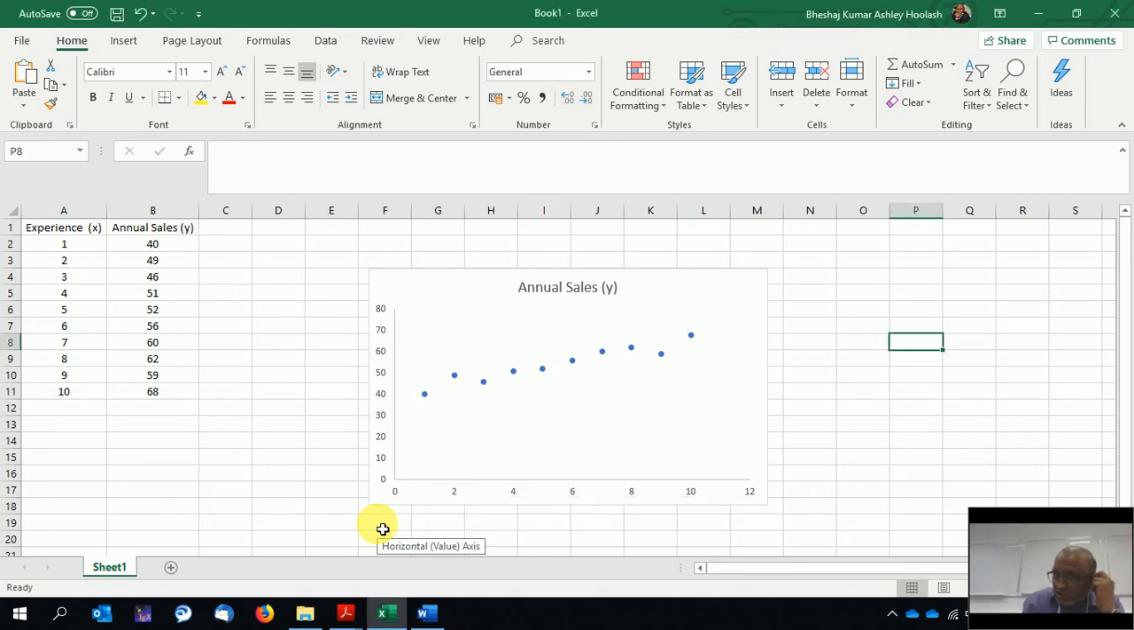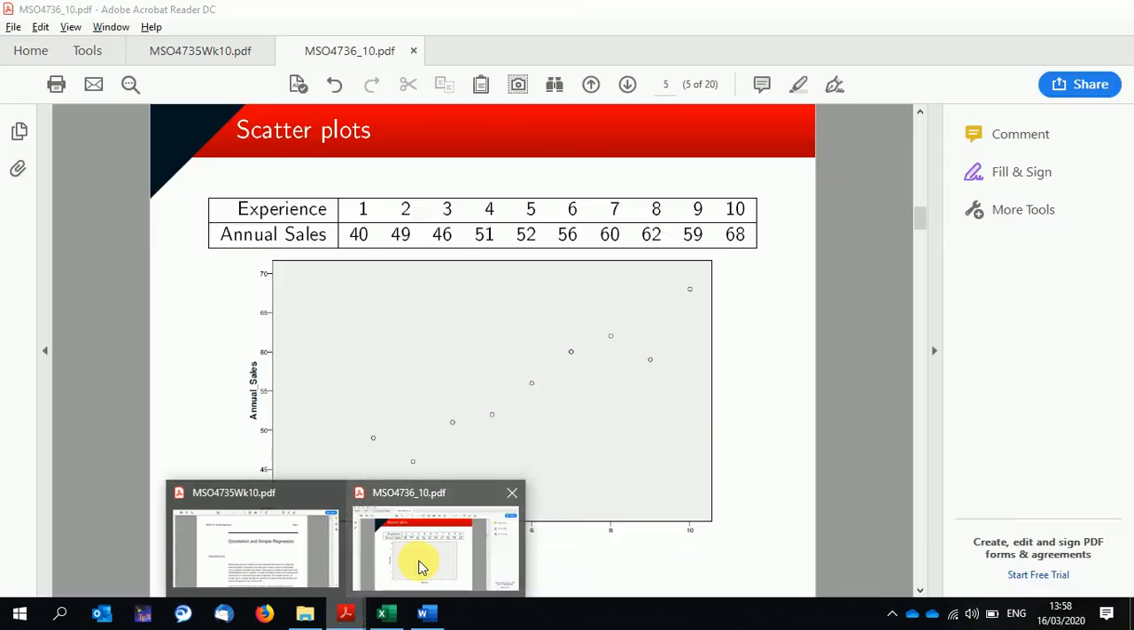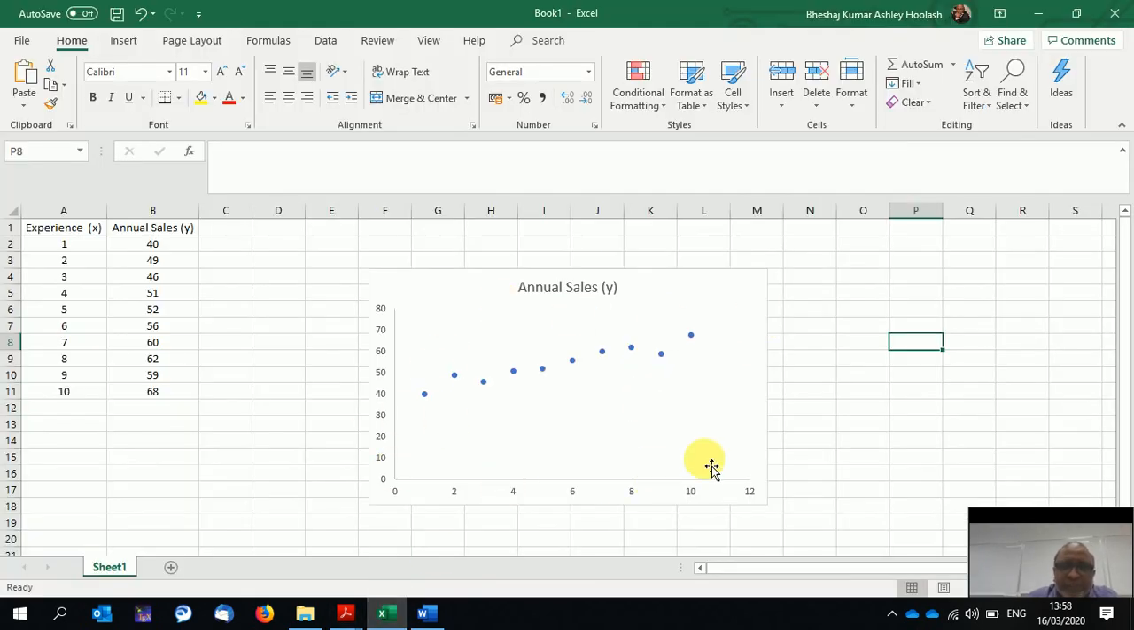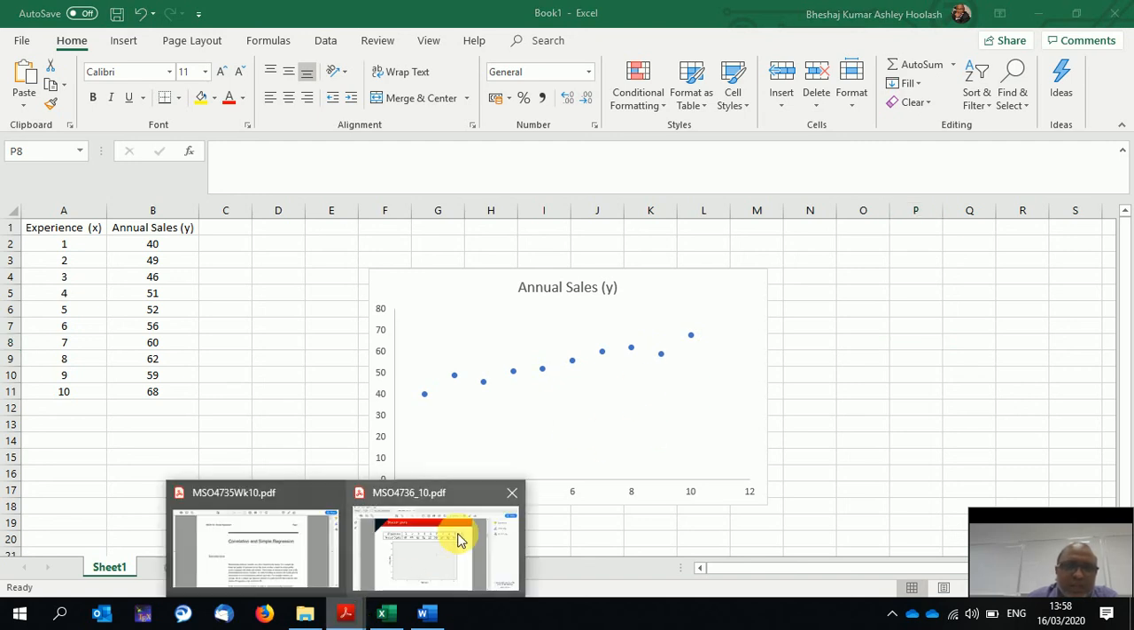Excel can do lots of stuff, so can SPSS. So if I want to put a straight line across this, that's what regression would do, right? So this is what we call regression. Now, it's a little bit too early to explain regression, so right now let's focus on the scatter. This is SPSS output, this is Excel output. They are exactly the same. And let's move on.